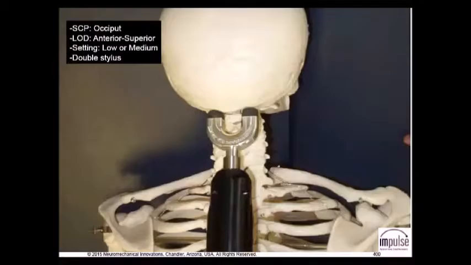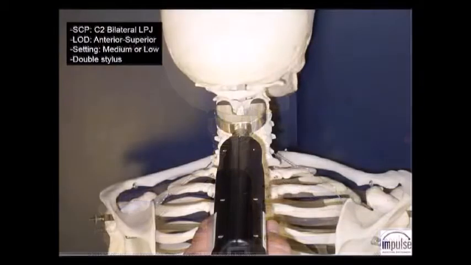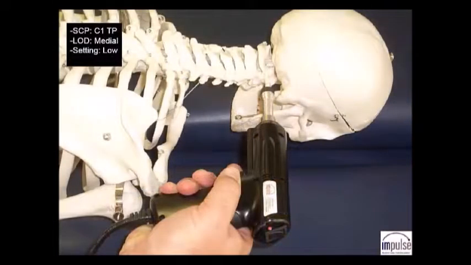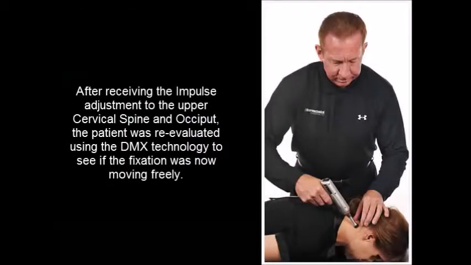And he also shows us in the left top corner there what his segmental contact point was, his line of drive with the instrument, and also there's the second adjustment on the top vertebra. And then he moves the top vertebra to the side by taking a lateral contact with a single stylus. There we go. So the patient will then hopefully have more movement in the top part of the cervical spine, which will have a massive effect on the nervous system as well.